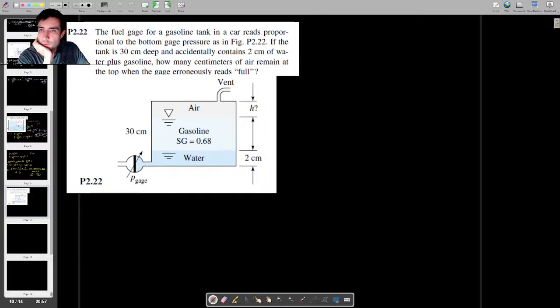So we know that the fuel gauge of a gasoline tank in a car reads proportional to the bottom gauge pressure, as in the figure below, if the tank is 30 centimeters deep. So we know that the total depth of the entire tank is 30 centimeters, from top to bottom, and it accidentally contains 2 centimeters of water plus gasoline, so it should just contain gasoline. How many centimeters of air remain at the top when the gauge erroneously reads full?